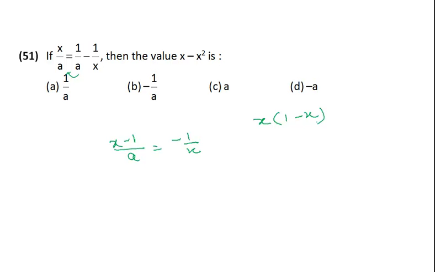Now from here you can see x minus 1 by a is minus 1 upon x. So x minus 1, if I put this negative sign over here, then it will be minus of x minus 1. So that will be precisely 1 minus x. So the value of 1 minus x is a by x. So it is x into a by x, that means a. Okay, pretty simple.